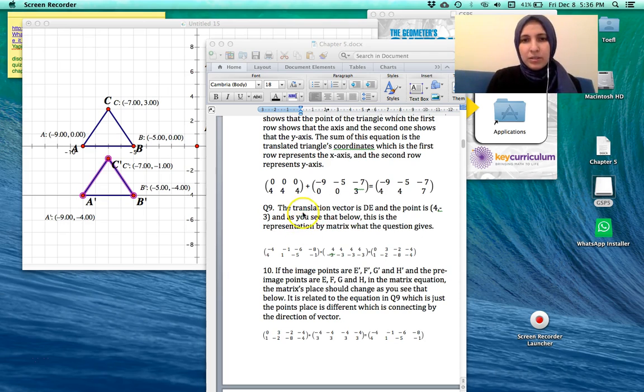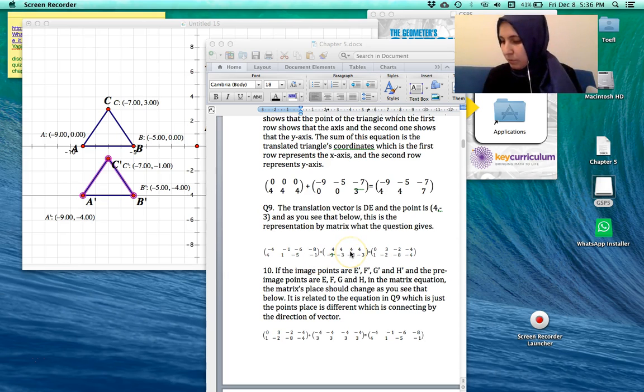As you see, there are the points E, F, G and H, and I wrote all of them as a matrix. E is (-4, 4), F is (-1, 1), G is (-6, -5), and H is (-8, -1).